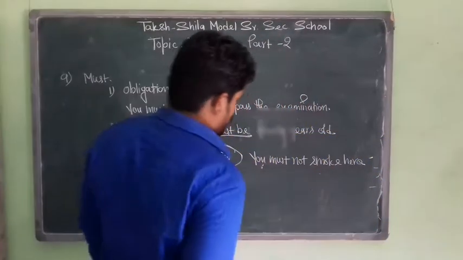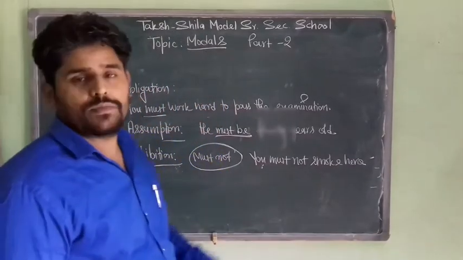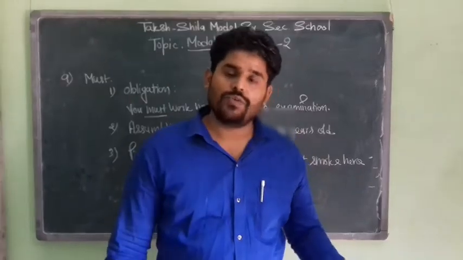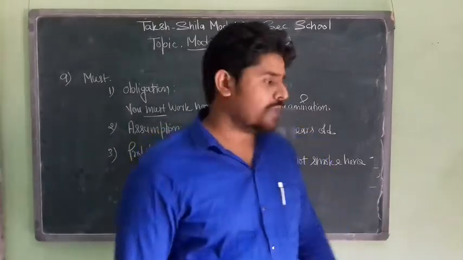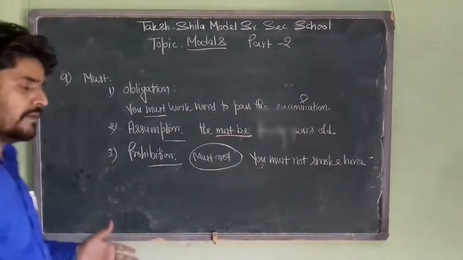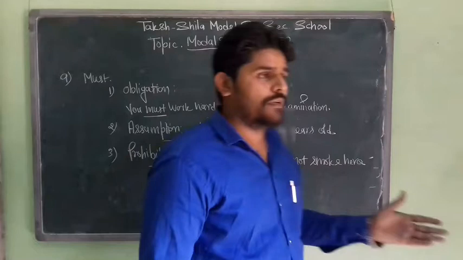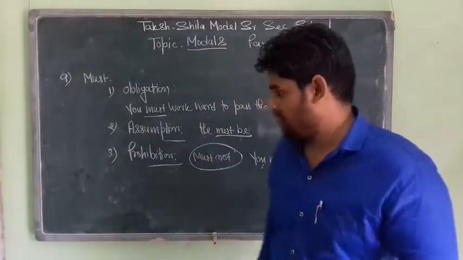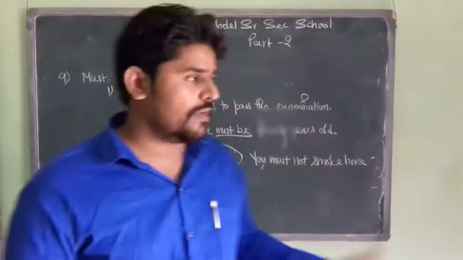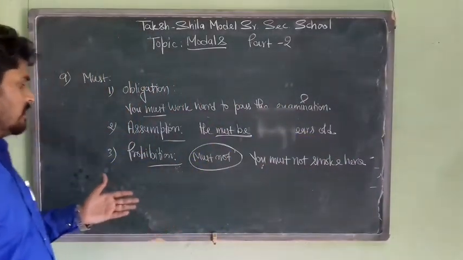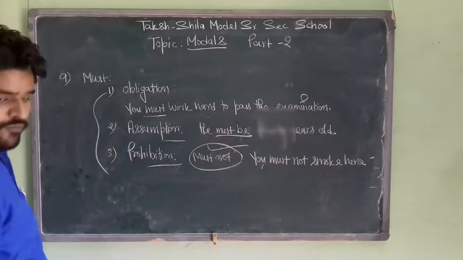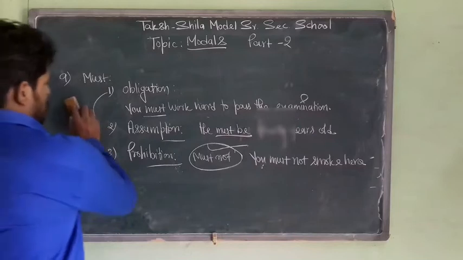So you must not smoke here, or you must not break the rules of the road, and you must not park your vehicle on the road. So these are some of the warnings, some of the instructions given to people, and these are the prohibitions, right? You are prohibited to do these things. So whenever there is prohibition expressed in a sentence, we use what? Must not. So here we have discussed the use of must. Now let us move on to the next use.